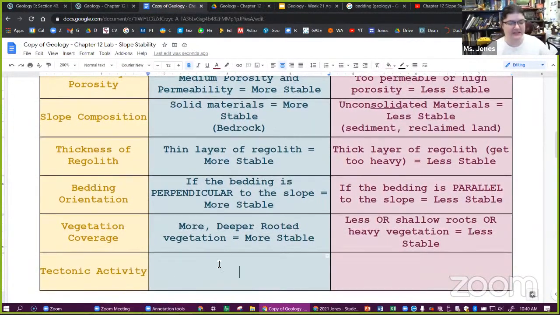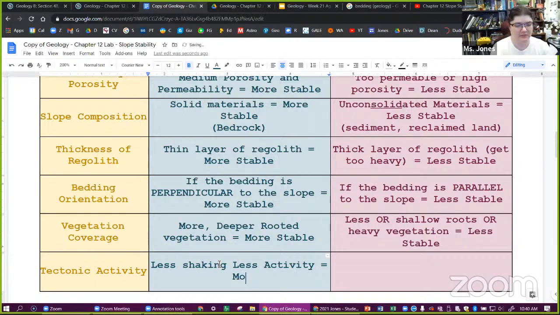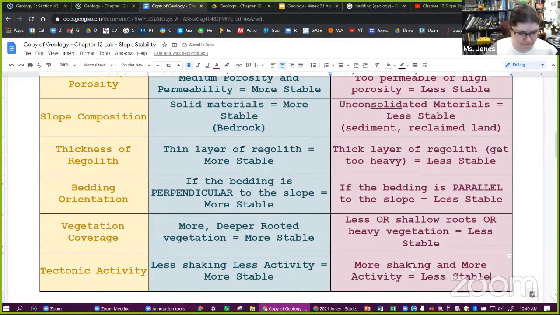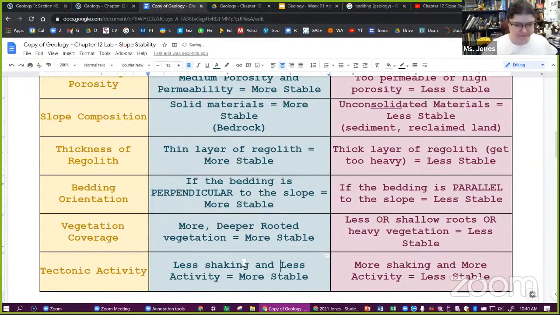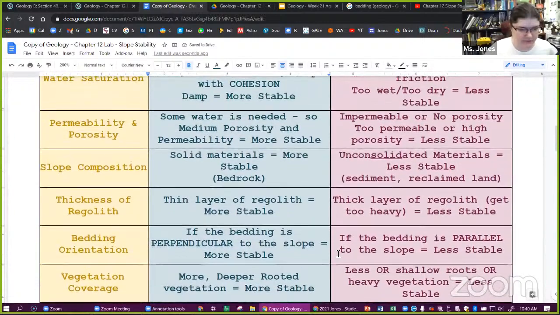And then obviously tectonic activity, less shaking, less activity is going to be more stable, while more shaking and more activity is going to be less stable. All right. So that is how we fill out these.